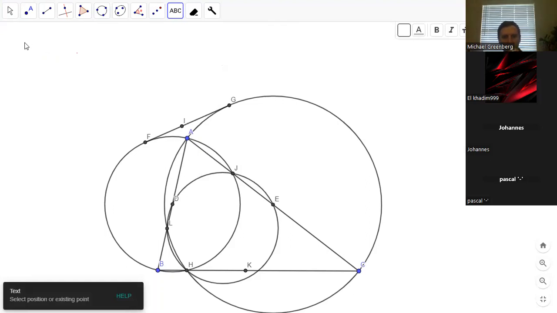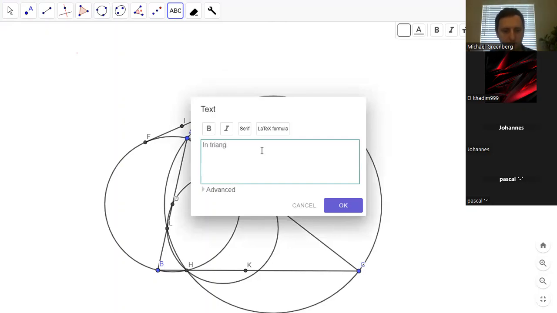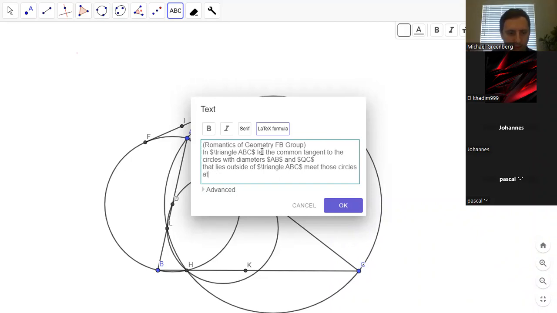So in triangle ABC, so say Romantics of Geometry Facebook group, in triangle ABC, let the common tangent to the circles with diameters AB and AC that lies outside of triangle ABC meet those circles at F and G, respectively.